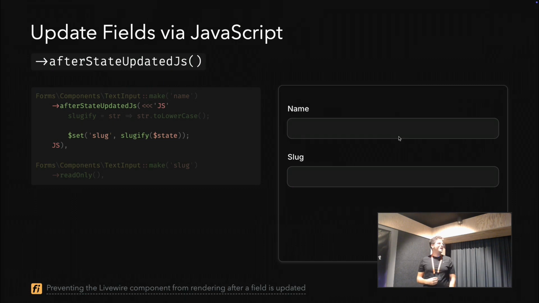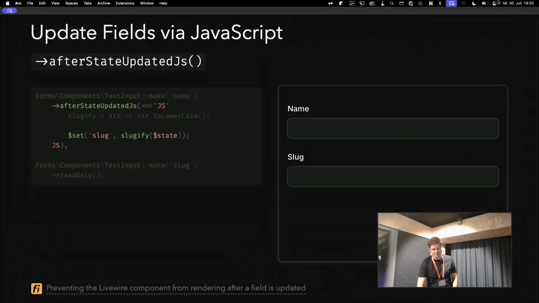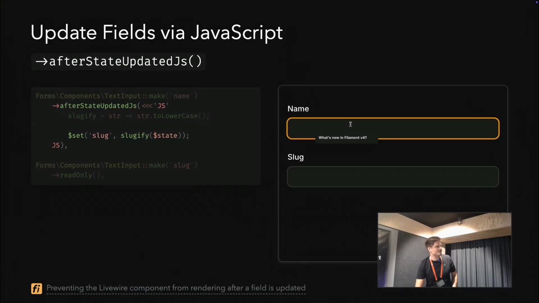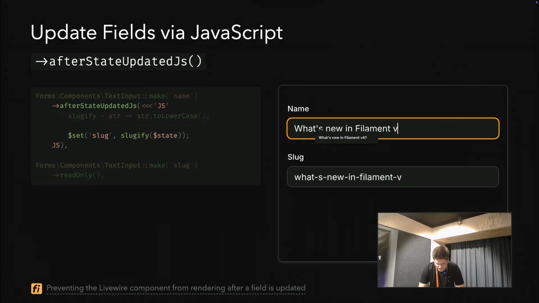Maybe you want to update the state of another component from the browser side. So now we have the afterStateUpdatedJs method, which lets you run JavaScript code after the state of your current field updated. This, for example, is super useful for a slug field when you want to generate a slug from a post title or something. So this also works in real time.